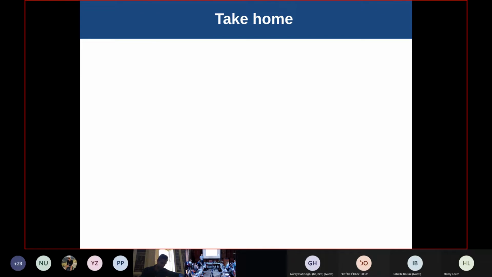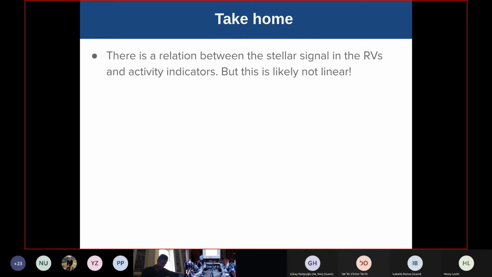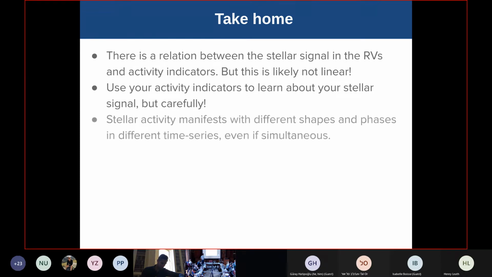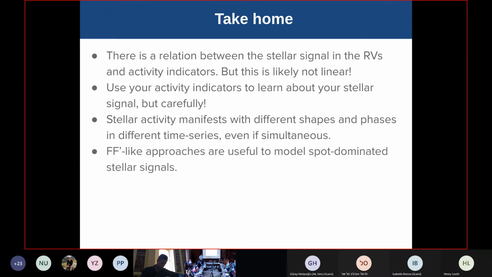And well, this is how I end. This is my take home. There is a relation between activity indicators and radial velocity, but it's not linear. Be careful. Use your activity indicators to model your radial velocities, but really carefully. Stellar activity has different shapes and different phases in different time series, so this is something worth taking into account.